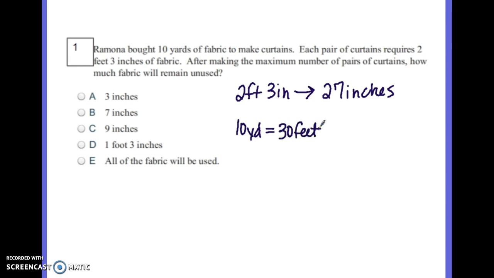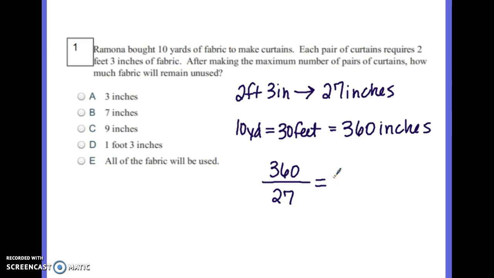And when you have 12 inches in a foot, 30 feet become 360 inches. So you need to figure out how many times 27 inches will divide into 360 inches. And when you do that, it goes in 13.3 repeating, or 13 1/3 times. So what that number tells us is that you can make 13 1/3 sets of curtains.